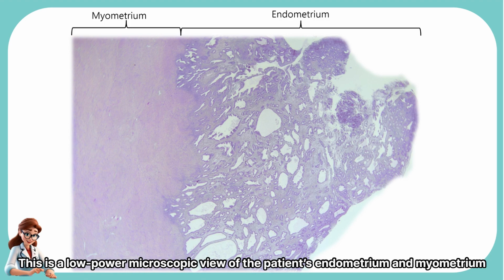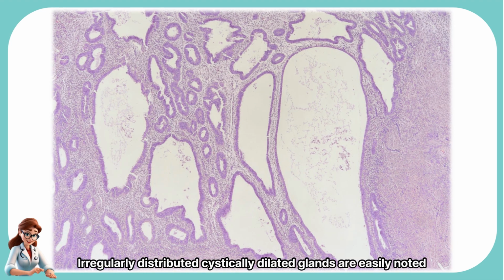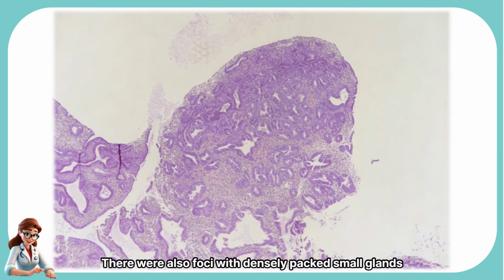This is a low-power microscopic view of the patient's endometrium and myometrium. Endometrium is thickened with increased gland-to-stromal ratio, which is a defining feature of endometrial hyperplasia. Irregularly distributed cystically dilated glands are easily noted. There were also foci with densely packed small glands.